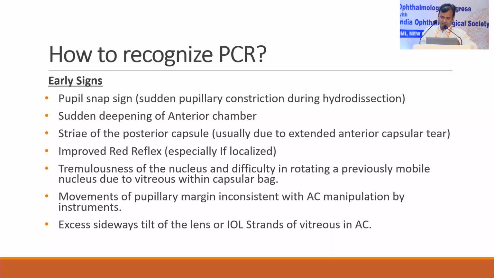We can see sometimes striae of the posterior capsule, and there is also tremulousness of the nucleus, and you may feel difficulty in rotating your nucleus. Then you should be careful that there is something wrong behind the nucleus. And you may also see an excessive sideways tilting of the lens when you implant the lens. So there is a chance PCR has occurred but you have not noticed. So these few points you can see, and then you should stop and think ahead how to manage this.